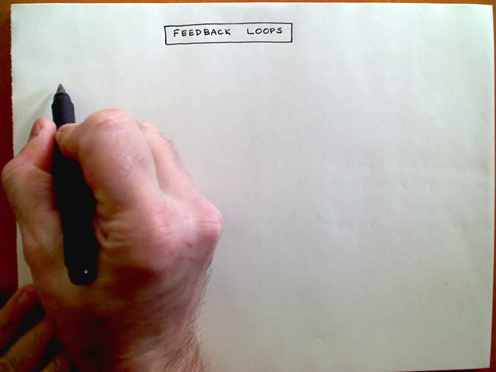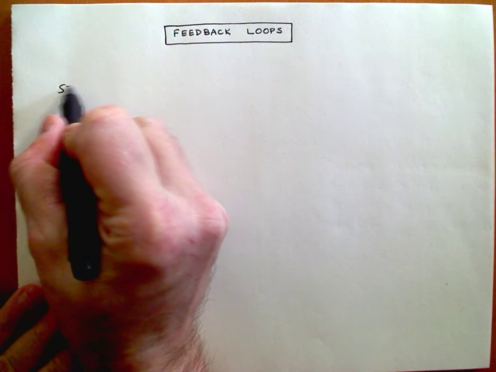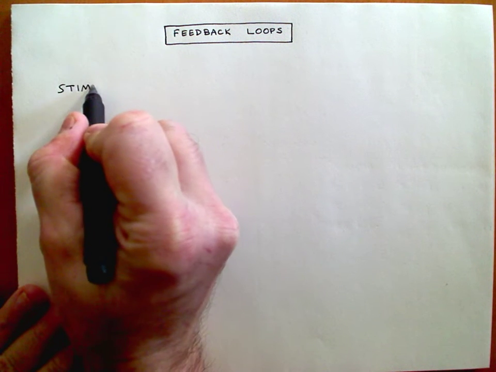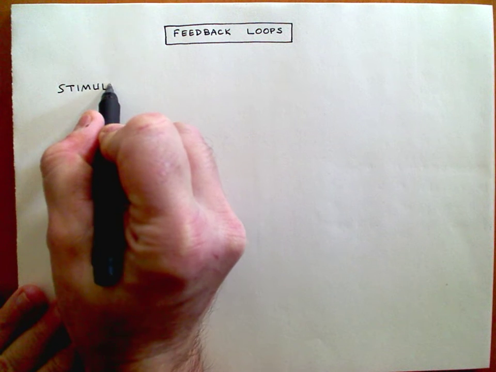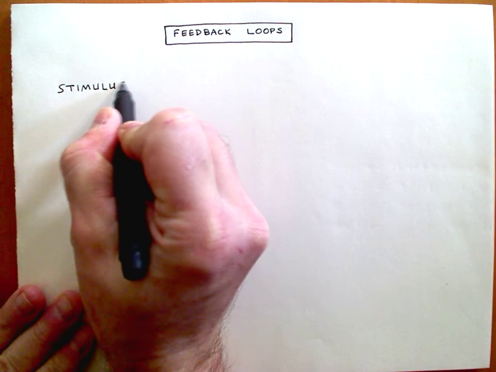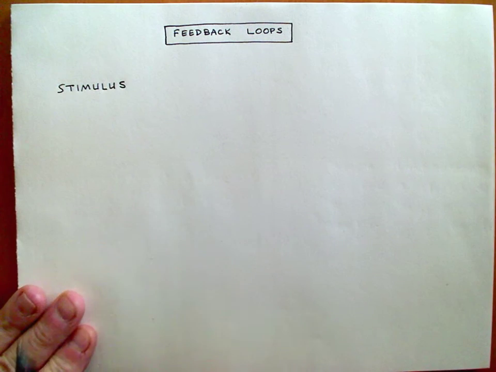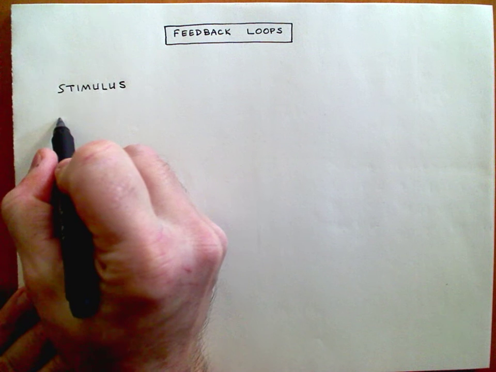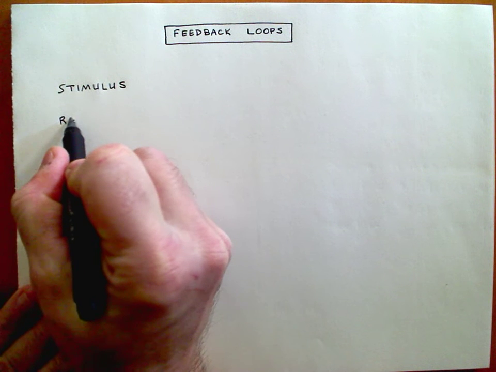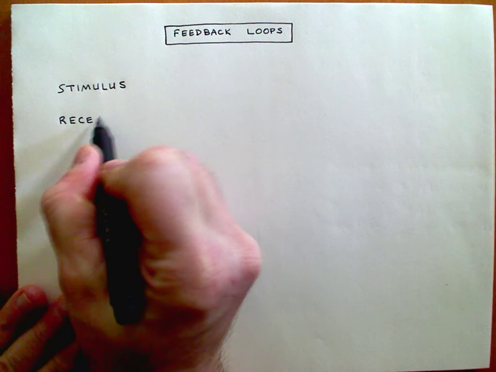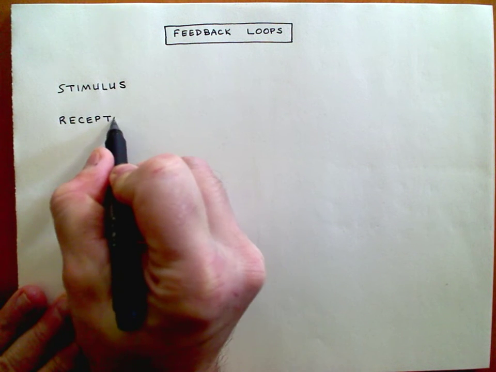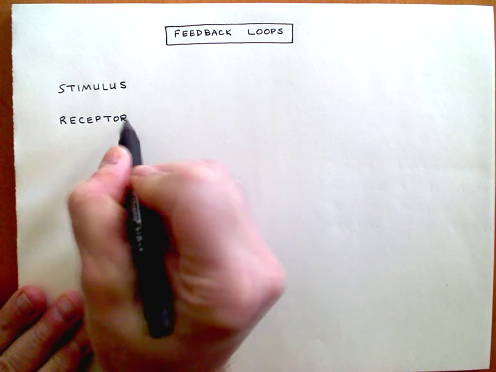they use specific terminology. So for example, in a feedback loop, there are certain elements that are always going to be present. There's going to be a stimulus. This is going to be some event that elicits a response. So something that the body notices, let's put it that way. In order to notice it, you need a receptor to pick up the signal.